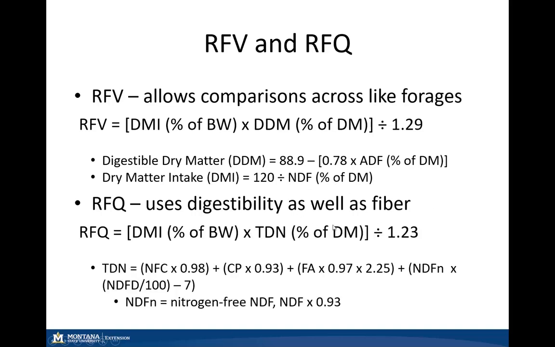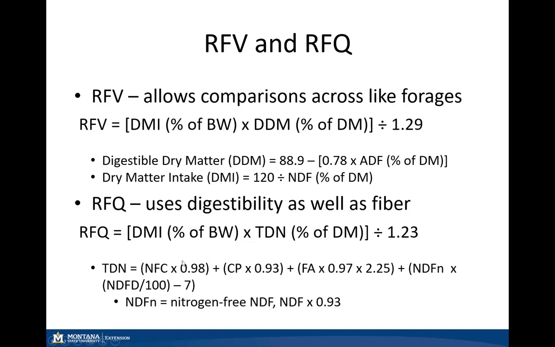Now, if we look at the relative feed quality equation, we have our dry matter intake as a percent of body weight, the same as the RFV equation, but this time we're multiplying by TDN as a percent of dry matter and dividing all of that by 1.23. Now, like I said previously, TDN is based off our non-fibrous carbohydrates, crude protein, fat, NDF-N or nitrogen-free NDF, neutral detergent fiber digestibility.